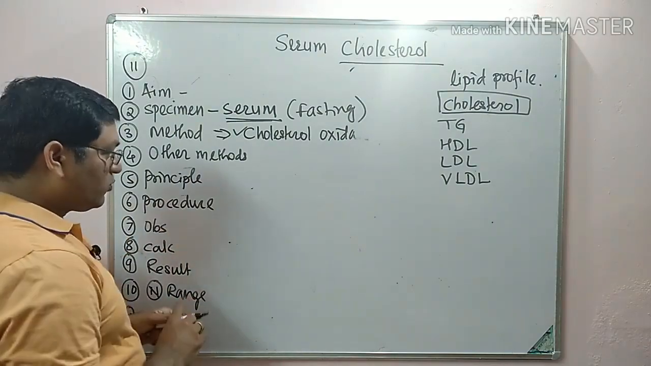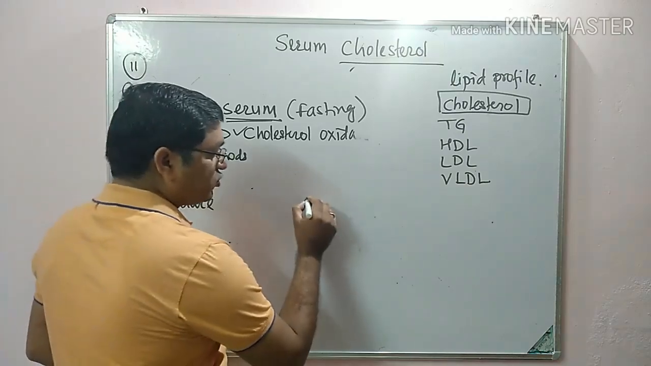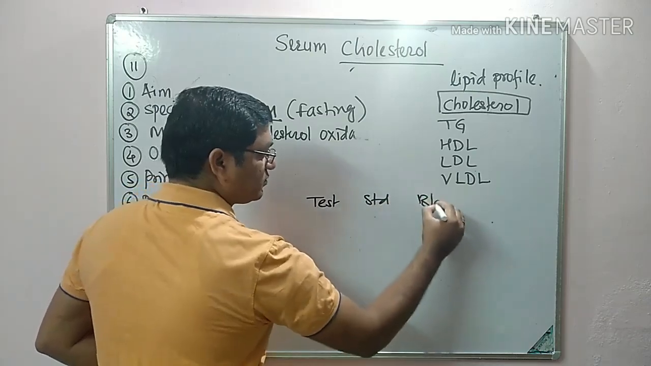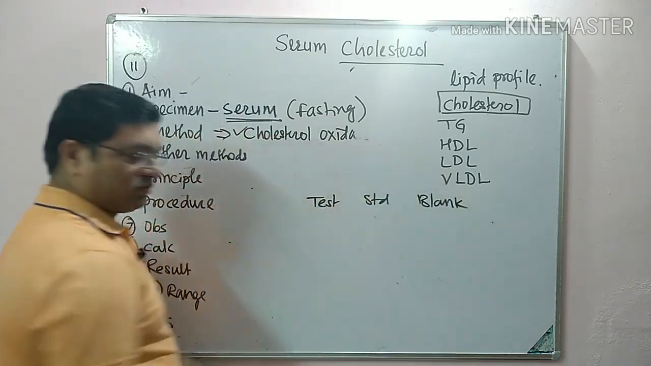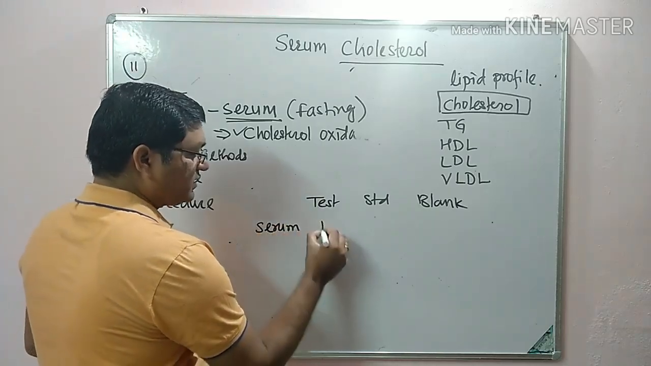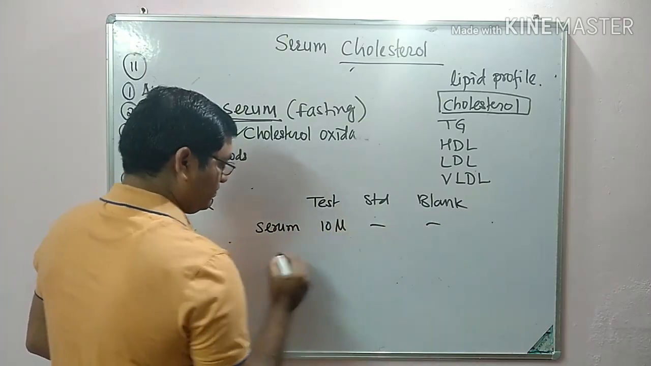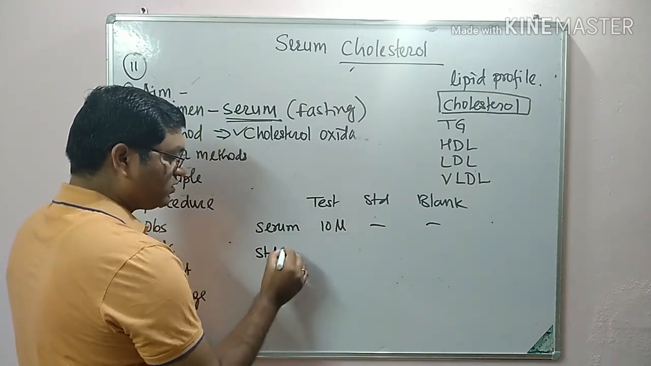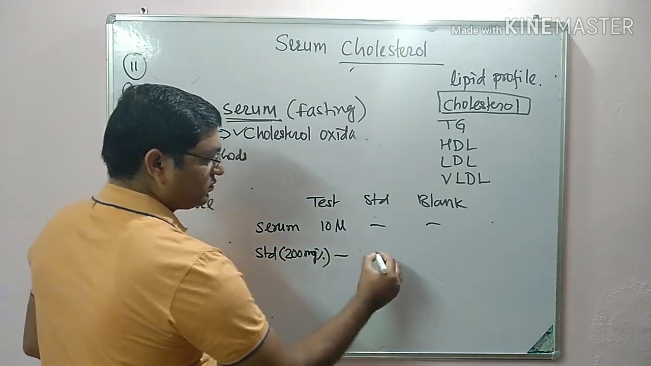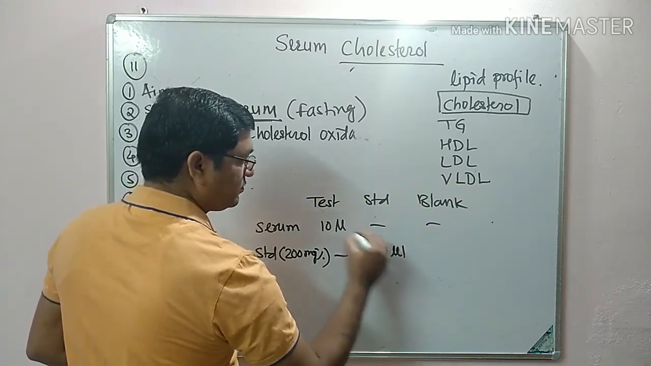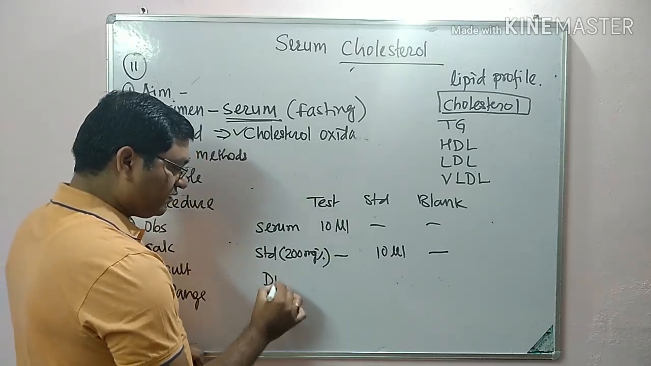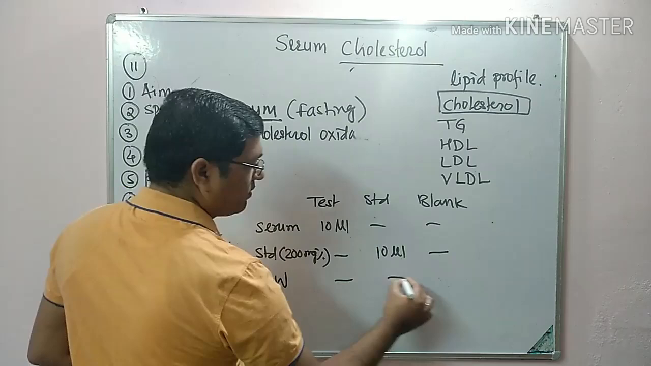Then, the principle and procedure: label 3 test tubes as test, standard and blank. Take 10 microliter of serum in the test tube, 10 microliter of standard of concentration 200 milligram % in the standard tube, and distilled water in the blank.